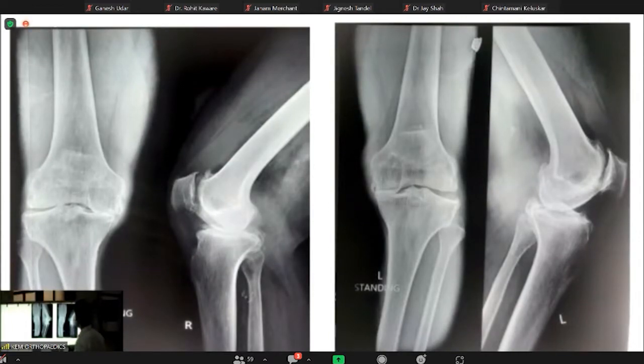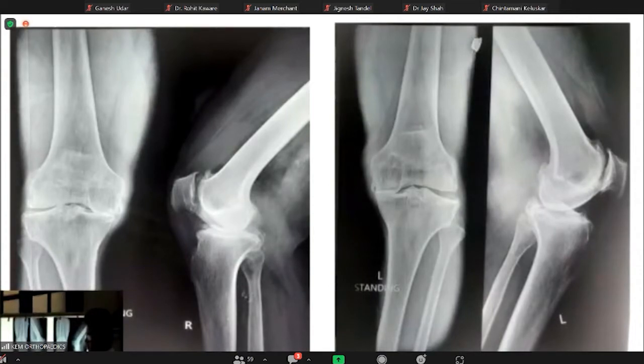Can you comment on the patellar height? Patellar height should ideally be commented on in a 30-degree flexion lateral view. Here it is 30 degrees. It is actually normal because the lower pole of the patella is at the level of Blumensaat's line.